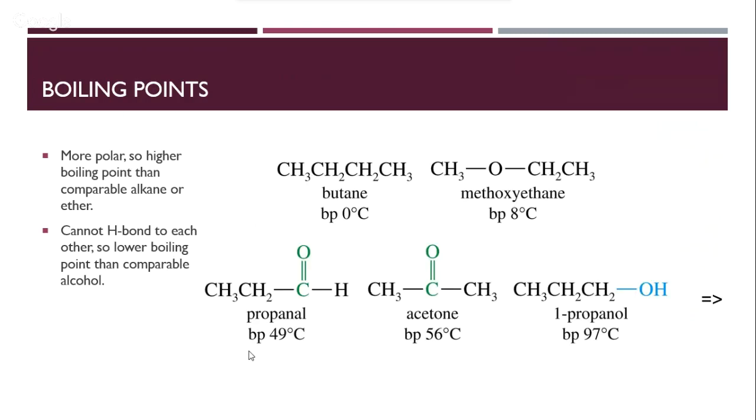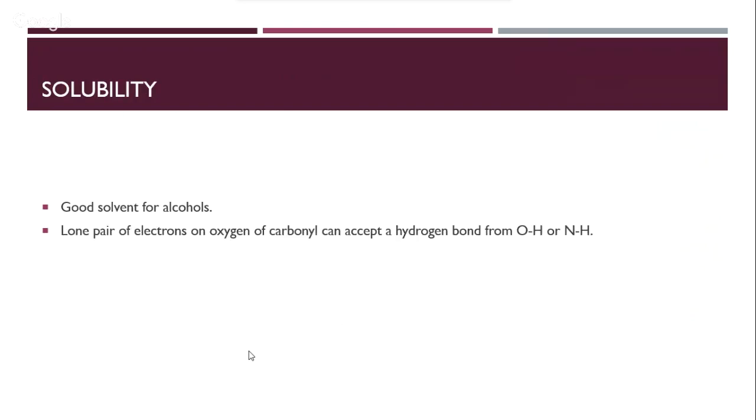Boiling points, we have known that ketones have a larger boiling point than aldehydes, and definitely lesser than alcohols. Alcohols have the highest boiling point. Alkanes have the least. Solubility, we have seen that they are very good solvents for alcohols.